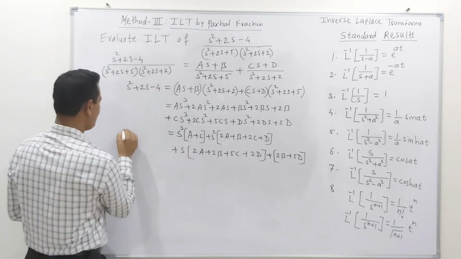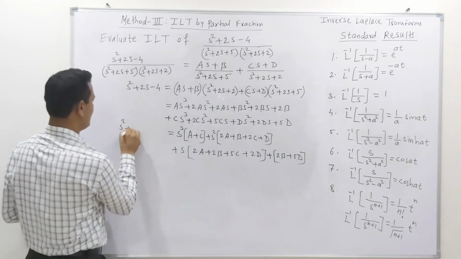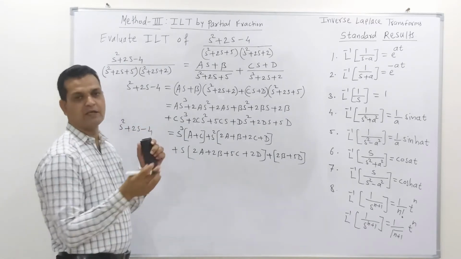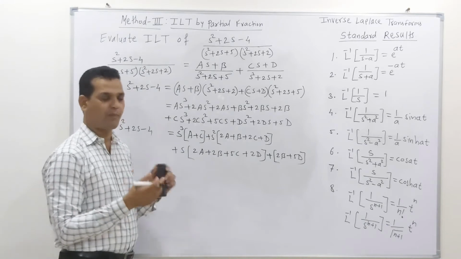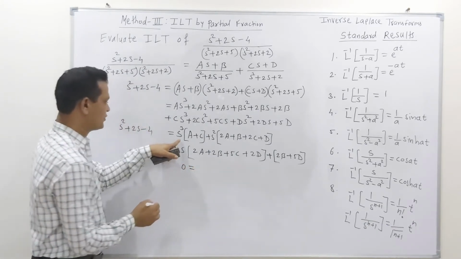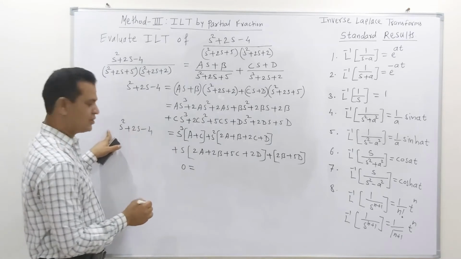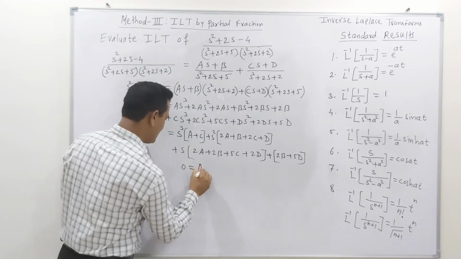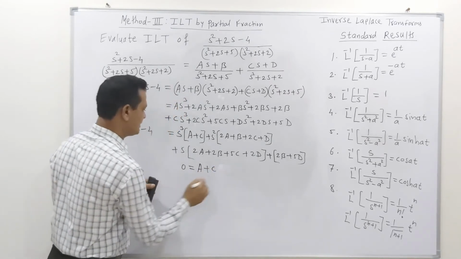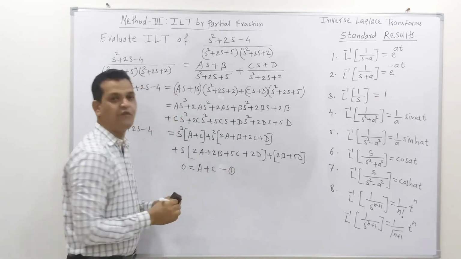So now here we get this as s square plus 2s minus 4. Now compare the like power term coefficients from both sides. We get this equation as 0 is equal to, so cube term is absent, that's why 0, so this is a plus c. Now this is the first equation we are getting here.